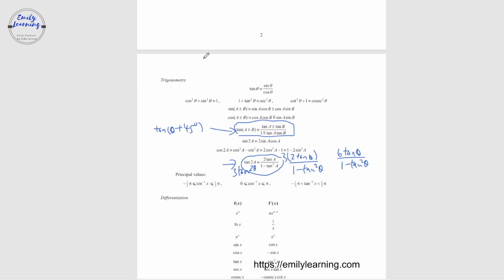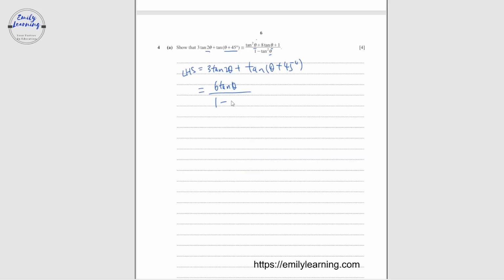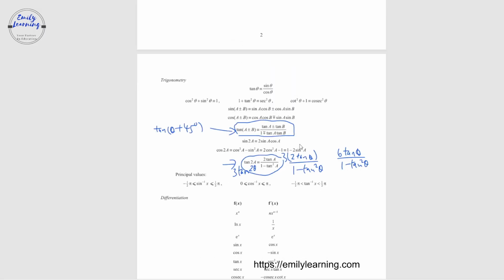Okay, so 1 minus tangent squared theta. Next, I'm going to do the same to this. So now I have tangent of theta plus 45 degrees. I'm going to use the plus one. A will be theta, B will be 45 degrees. So it will be tangent theta, and because here is plus, plus is on top, plus tangent 45 degrees, over 1, because here is plus, minus is on top now, so it's 1 minus tangent theta tangent 45 degrees.